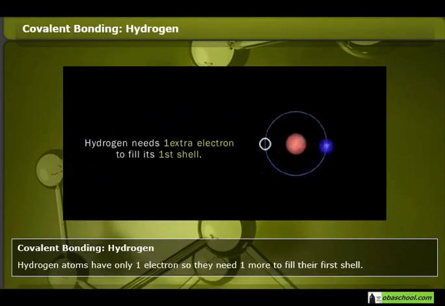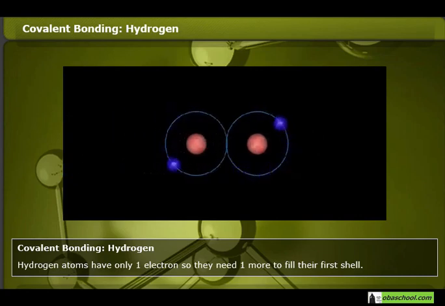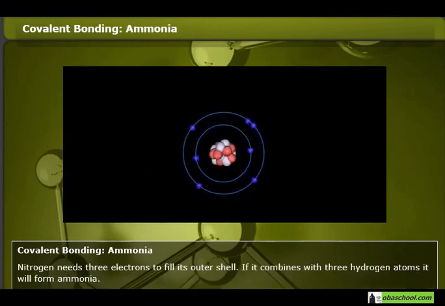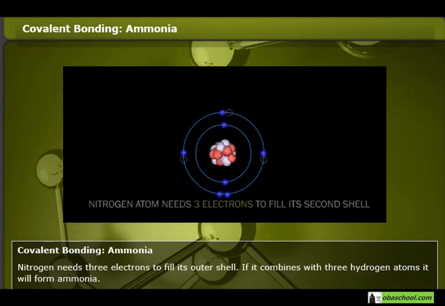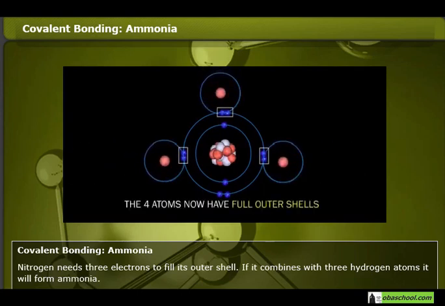Hydrogen atoms have only one electron, so they need one more to fill their first shell. Nitrogen needs 3 electrons to fill its outer shell. If it combines with 3 hydrogen atoms, it will form ammonia.